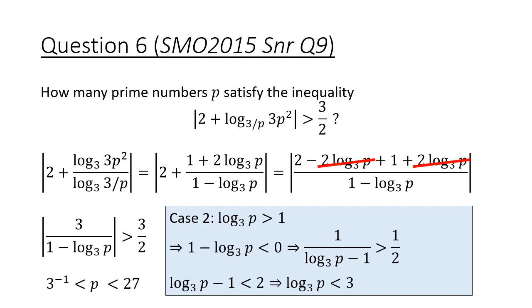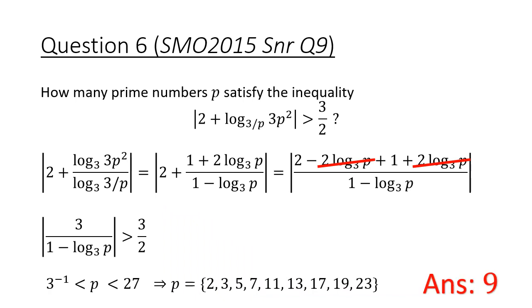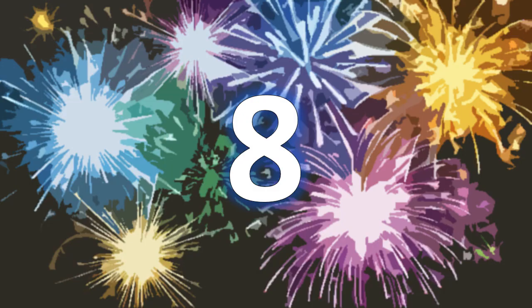So if we count up all the prime numbers, we would get 9 answers. But is this correct? Here we have to check. Are all these values of p possible? Because for the number 3, if we substitute it into the original question, we'll get a base of 3 over 3, which is 1. You cannot take log base 1. So we have to reject 3, meaning that there's only 8 answers. So did you get the answer?